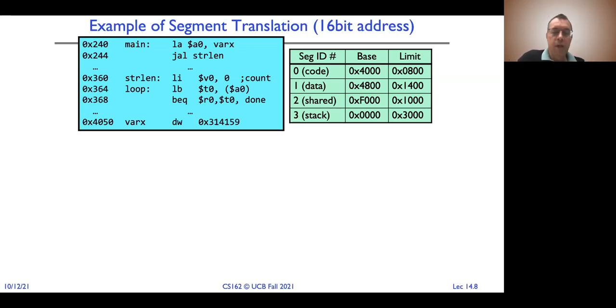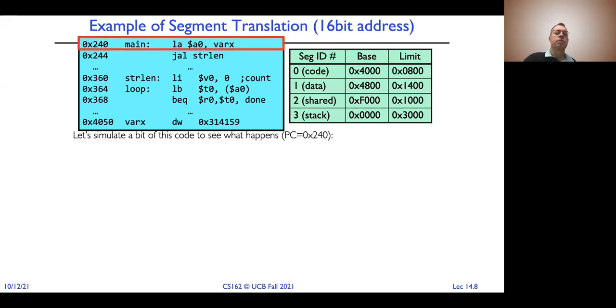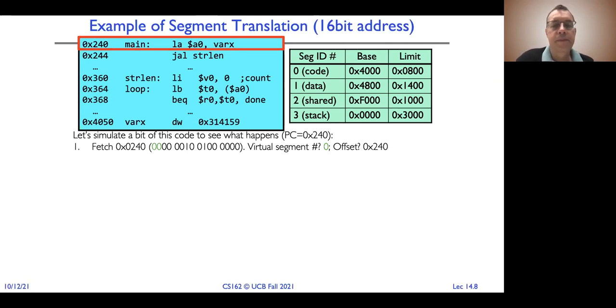Okay, so now let's see what happens. This is pseudo assembly language code, and let's see what happens when we start to execute it. The first instruction is main. Basically what this instruction is doing is loading an address, which is bar_x, into register A0.